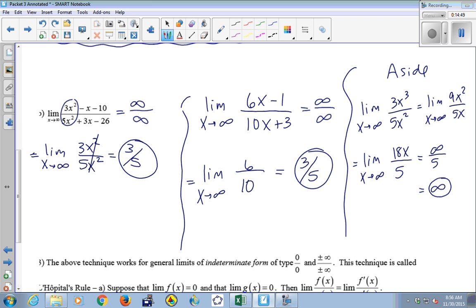What if you ended up with 5 over infinity? Like if I flipped that fraction over, what would it be? 0? Yeah, in a fraction, if the numerator stays constant and the denominator blows up, right? Think 5 over 10, 5 over 100, 5 over 1,000, 5 over a million, getting closer and closer to 0. Good.